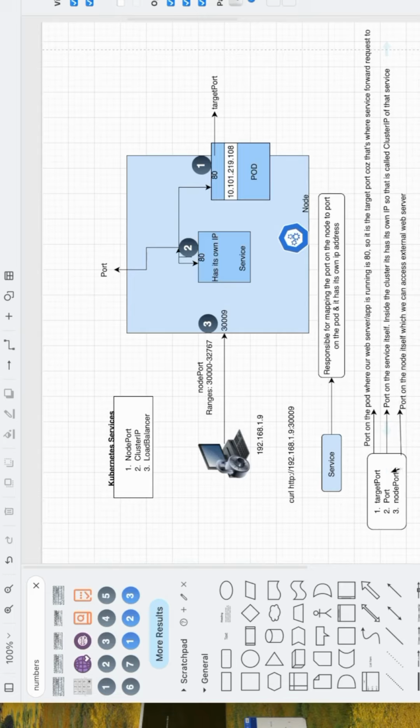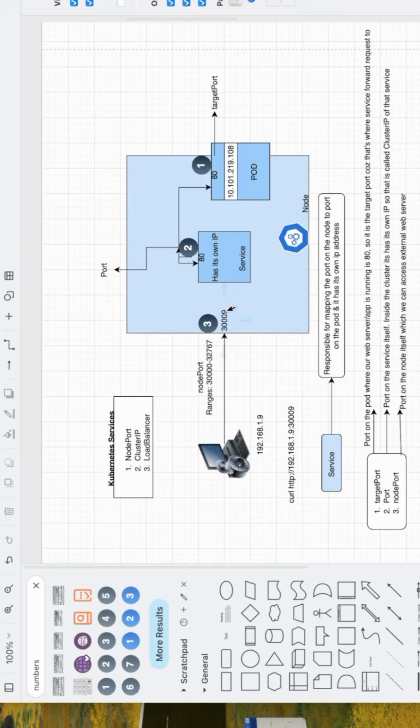So here you can see this port on the service itself. That means the service has its own IP address. This IP address is called the cluster IP of the service. Then the third one is the node port, the port on the node itself, which means using this we can access the external web server.